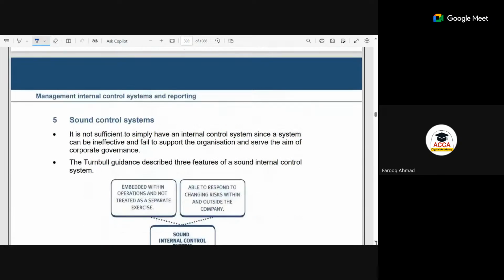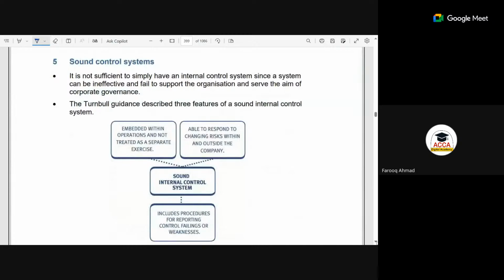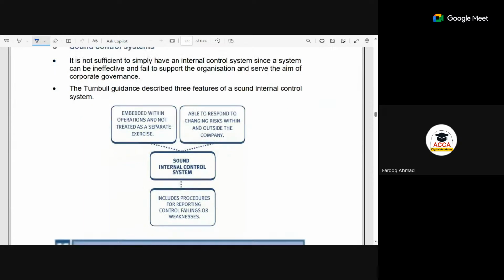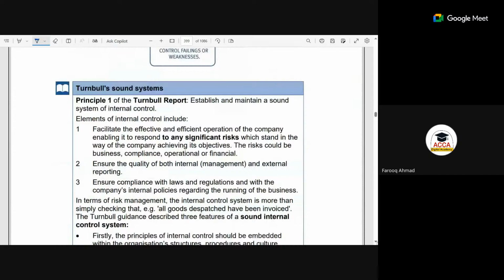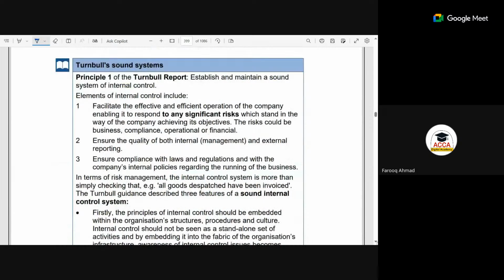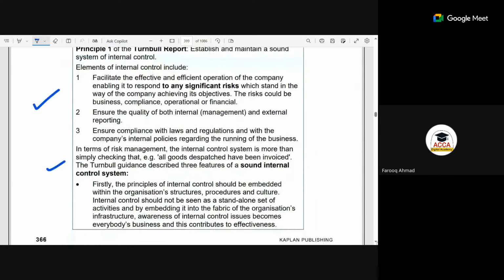This is an example of a sound control system. Turnbull sound system, the principles. These are the reading parts, students. You have to familiarize yourself. I just slow down these slides and you read it, and we move on to the next topic.